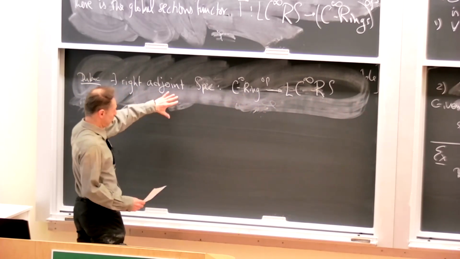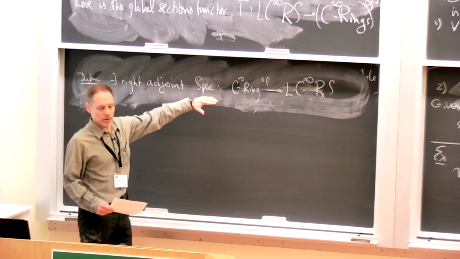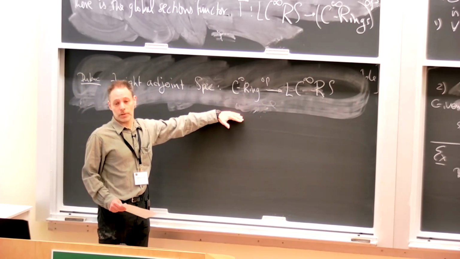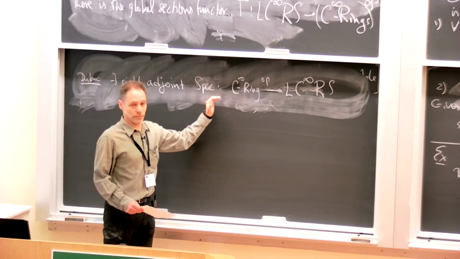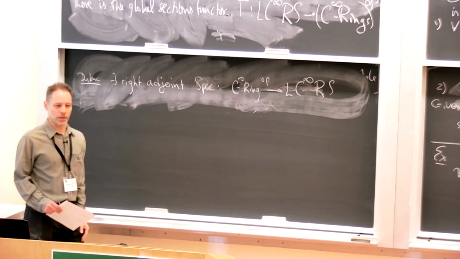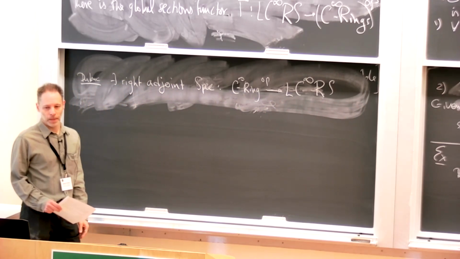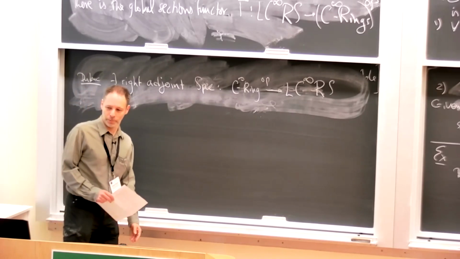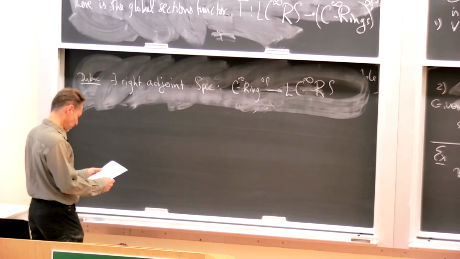So this is why the book restricts. The class of C infinity rings is huge, so the book restricts it to something more manageable to make this functor better behaved. So he has a nice class of C infinity schemes, and then you could do synthetic differential geometry over them if you want to.